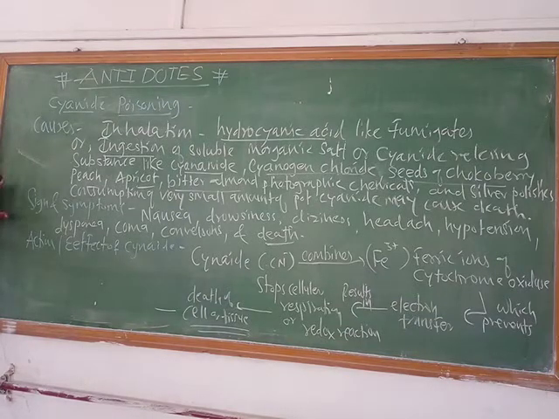Signs and symptoms of cyanide poisoning, exactly what happens at the initial stage: nausea, drowsiness, dizziness, headache, hypotension, dysphonia, coma, convulsions, and death.